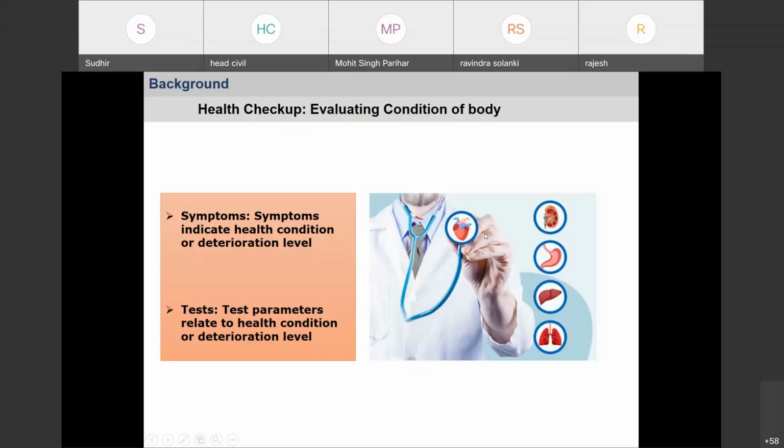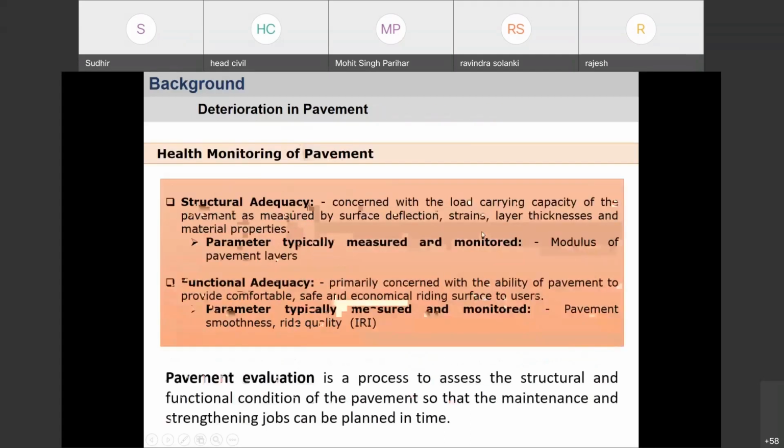Okay. So as we are talking about this health monitoring of payment, I would like to specify here that during this health monitoring or payment evaluation, we would like to look at two categories to understand the health of the payment. Okay. The first category could be looking at the structural adequacy of the payment.